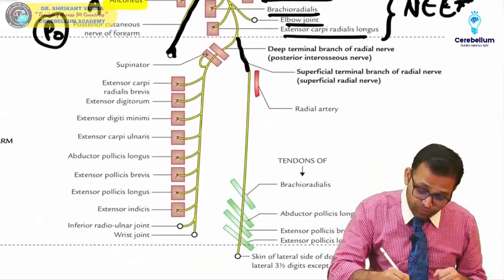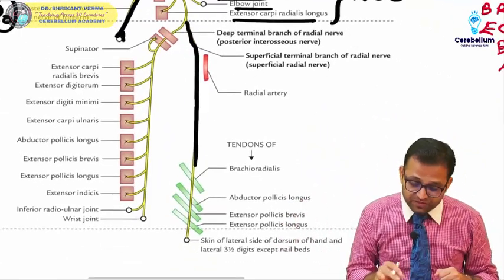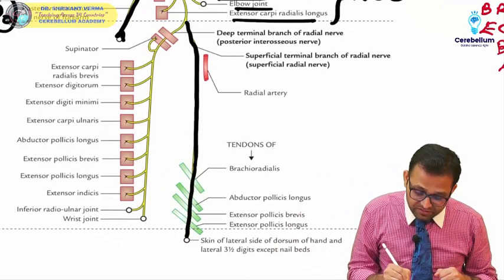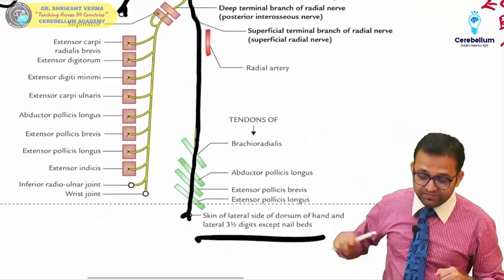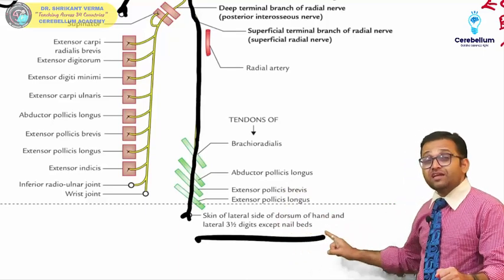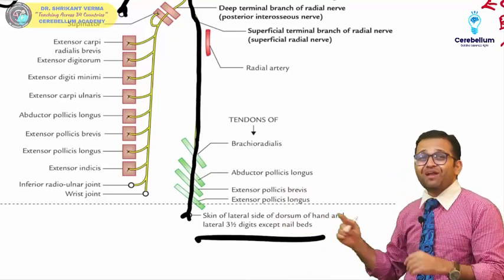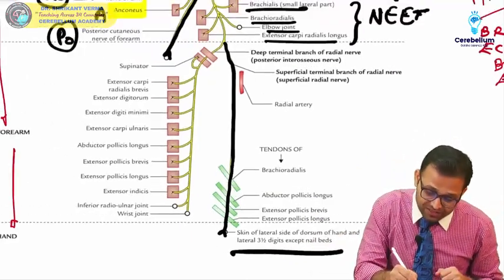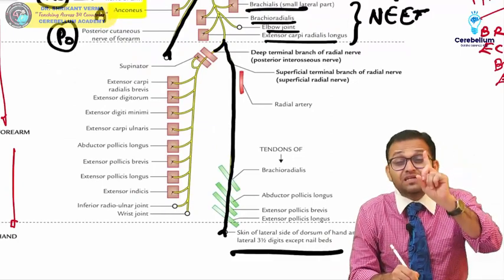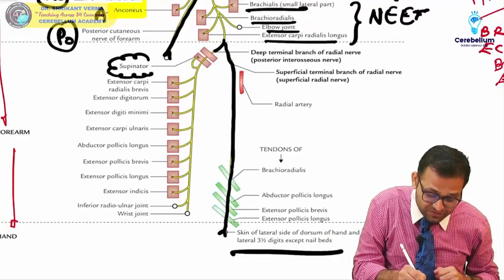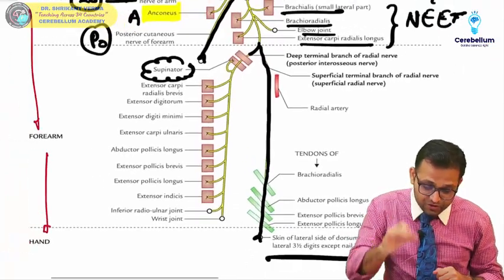It is giving the superficial branch, and this superficial branch goes to the digits. The skin of the lateral three and a half digits of the dorsum is supplied by our radial nerve. But you can see it is giving the deep branch, which pierces the supinator muscle.